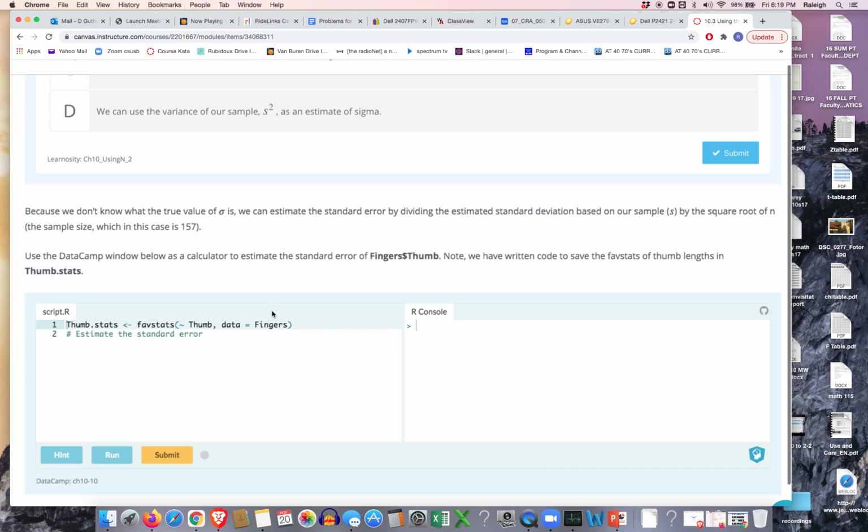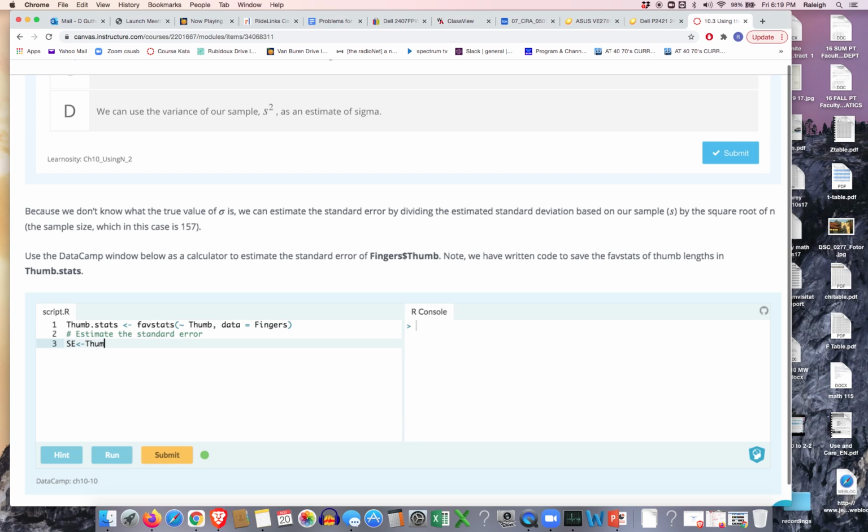That sounds like a relatively easy task, I'm happy to say. So we need to estimate the standard error given the fact that we have fingers, $ thumb, and we've written code to save the fave stats in terms of thumb stats. So what we need to do is get over to standard error, and you can abbreviate anything you want. I'm going to just call it SE. I think that's what they might have done. And then let's put the less than sign and the minus sign, that's the arrow that they have. And then thumb stats, and that's going to be, yeah, let's go ahead and do that.